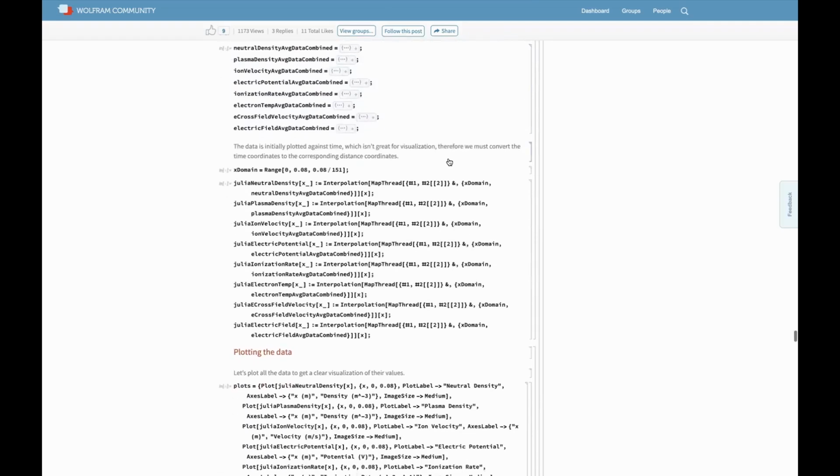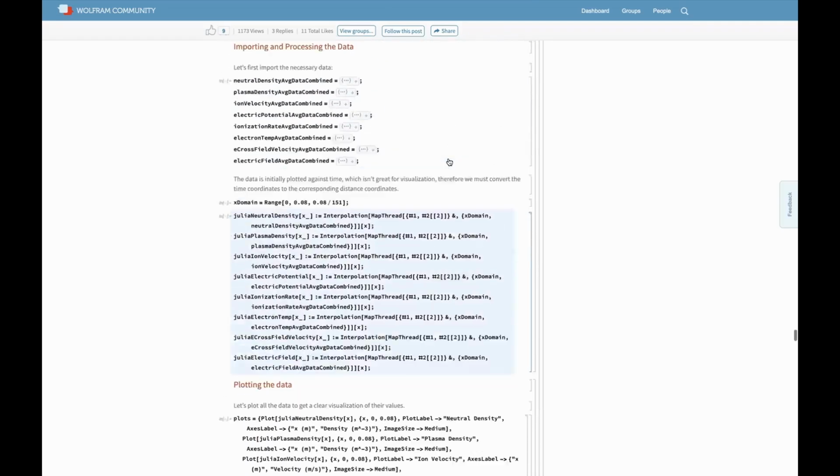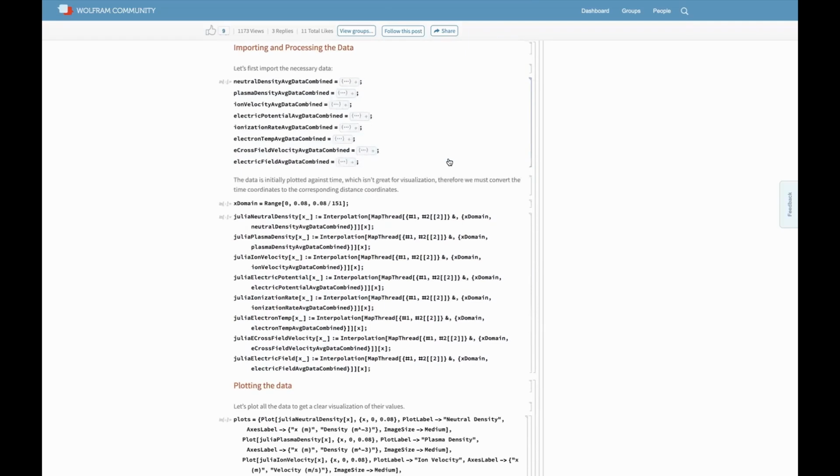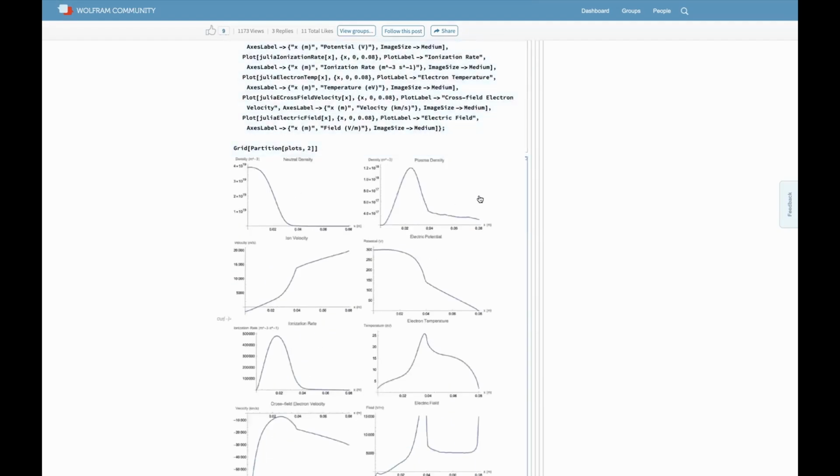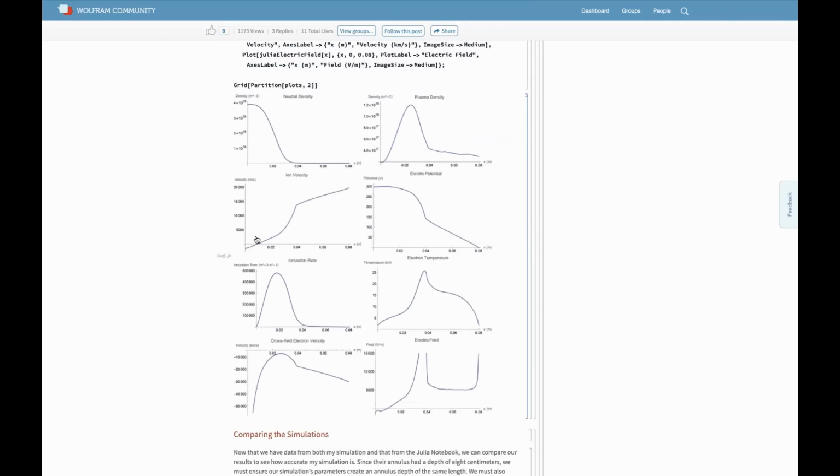And so what I did, they have a Julia package, and I imported that Julia package and all of their data and plotted them out. And here you can see the neutral density and a lot of the different graphs, like the ion velocity. The difference between my simulations and theirs is that mine automatically assumes the ion is already ionized and has an initial starting velocity, and the ion continues to have a trajectory outside of the thruster.